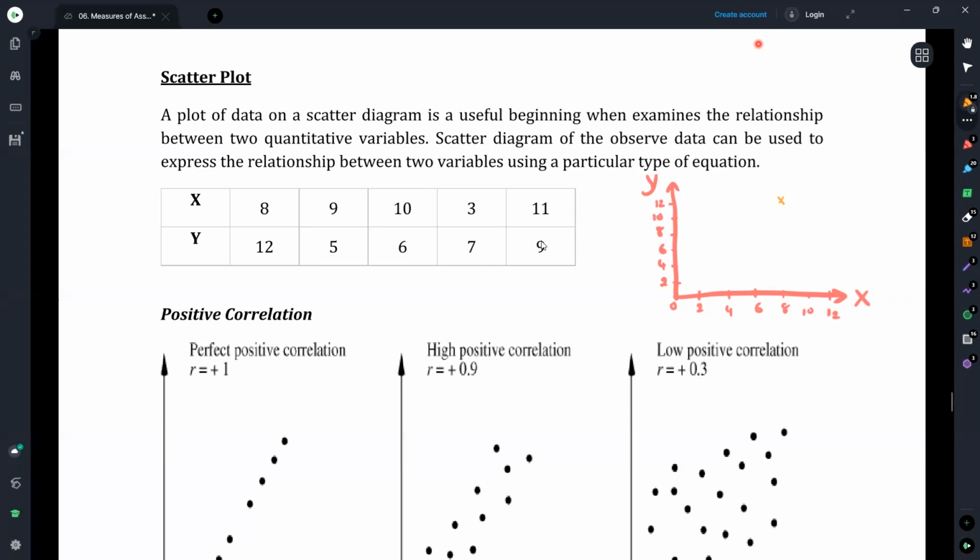Then the next point is 9 and 5. For the value of 9, we have the position somewhere here, and 5 is in this place. Then 10 and 6, it would be somewhere here. Then 3 with 7, we can plot the point in a place like this. And 11 with 9, it would be in this direction.